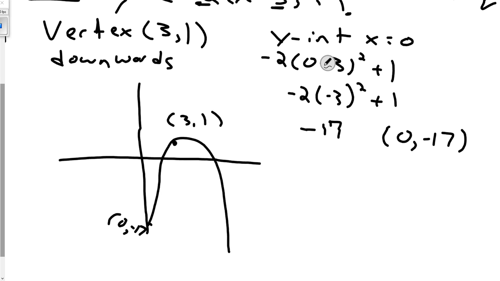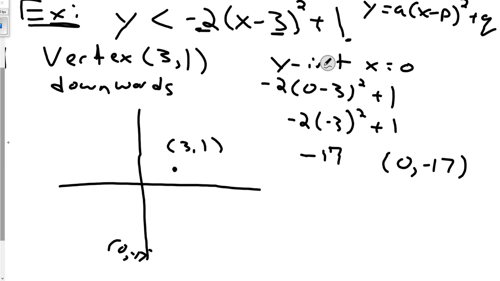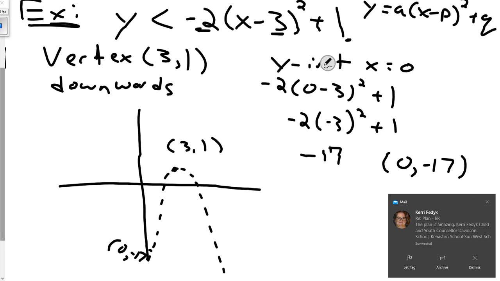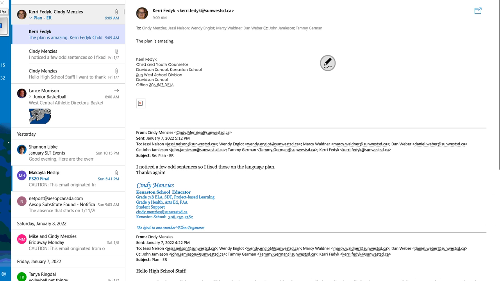Oh, I messed up. Now, the reason I know I messed up, the sign here on my inequality is greater than or less than, right? There's no line underneath. So when that happens, what kind of line do you draw? Dotted. Very good. My parabola came out so janky.